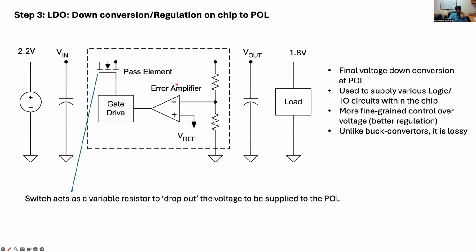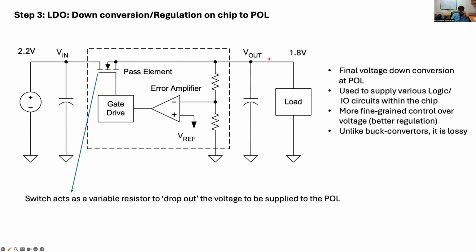So LDOs are typically only efficient and generally used only when the input and the output are very close to each other. But the reason why people like to use an LDO on chip is because the LDO has a very fast closed loop control, so it's very good to regulate the output and make sure that the output has minimal fluctuations with respect to load variation. So that's why we typically use an LDO.